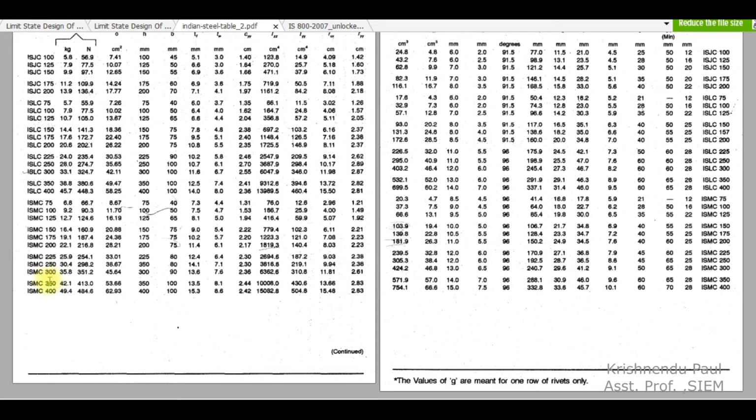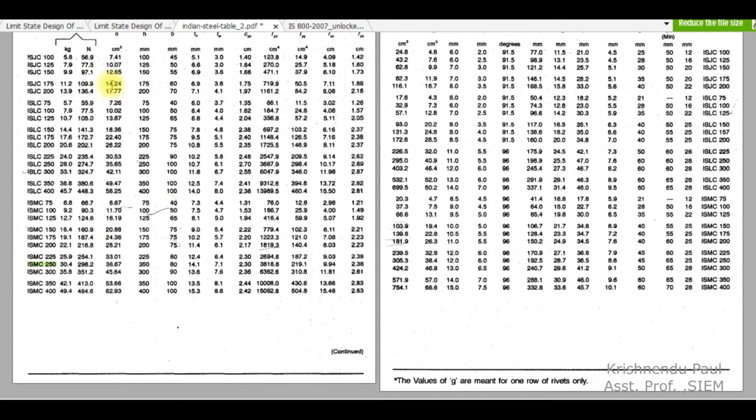ISMC 250. So this section, if you concentrate, you can see this section they have chosen. So this 298.2 is the weight per meter length in Newton. So they have chosen this section. So the first thing is you have to verify whether this section will be sufficient or not.